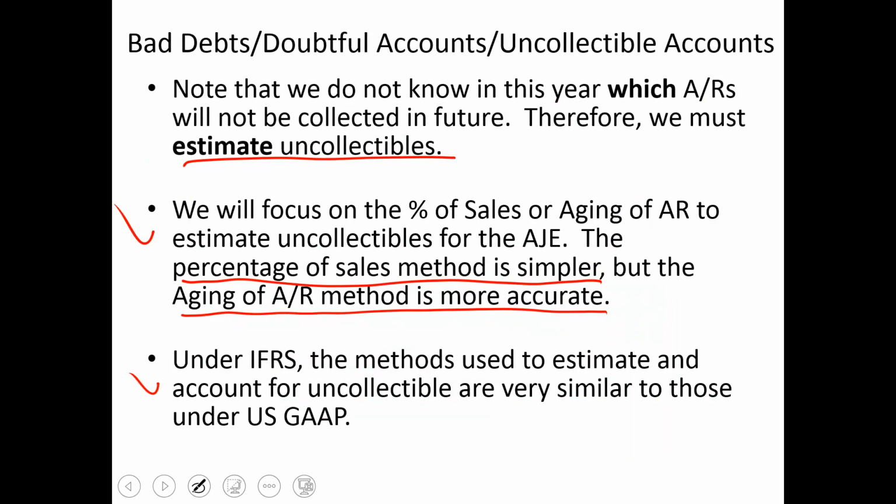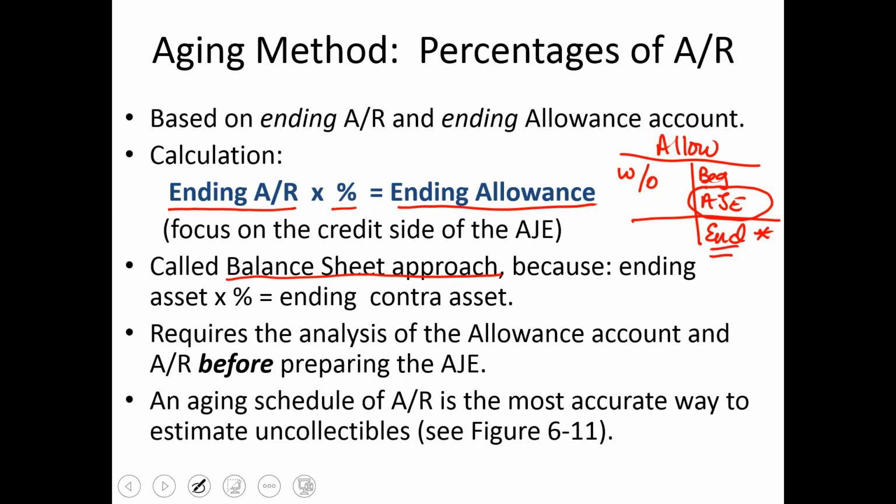But now we're going to take a look at those methods based on accounts receivable. And when they're based on accounts receivable, we know that the method is much more precise because we analyze each and every account receivable as to the likelihood that that customer is going to pay. So when we use the aging, we're going to take the ending accounts receivable balances times a particular percentage, and that's going to give us the ending balance, the EB.